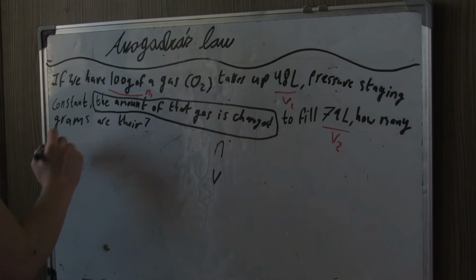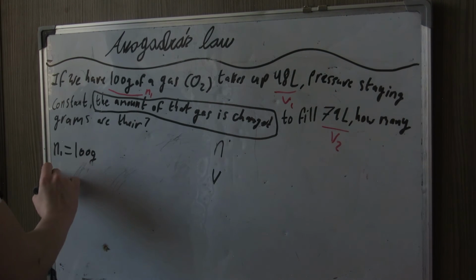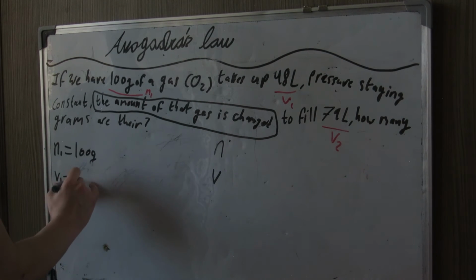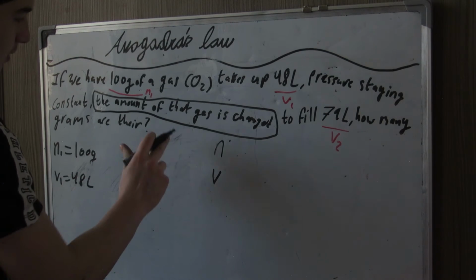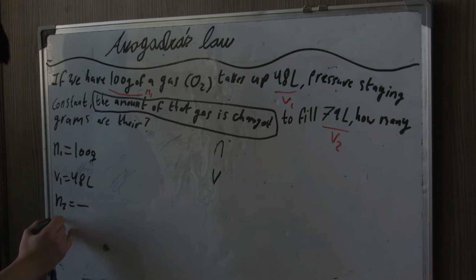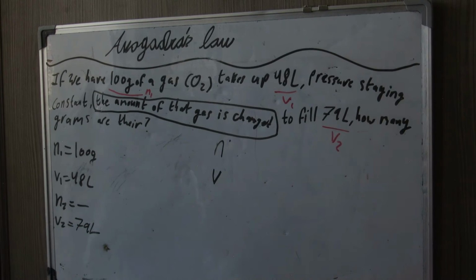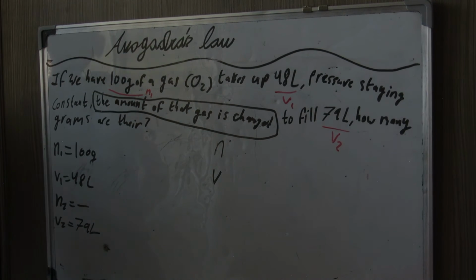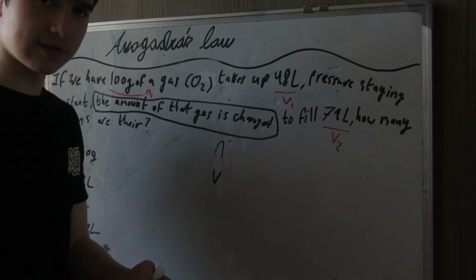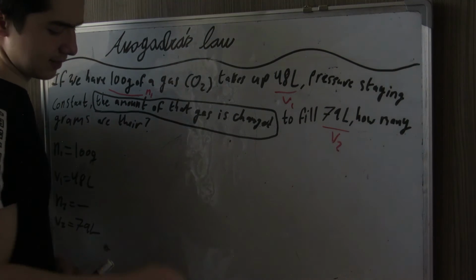So they said that N1 equals 100 grams. What about V1? Well, it's 48 liters. Is N2 given? No, it's not, so I'll put a line. V2 is given, it's equal to 79 liters. Alright, let's start. But wait. Didn't we forget to put the formula? We did not, but I left it to the last part so we can understand how to apply it.